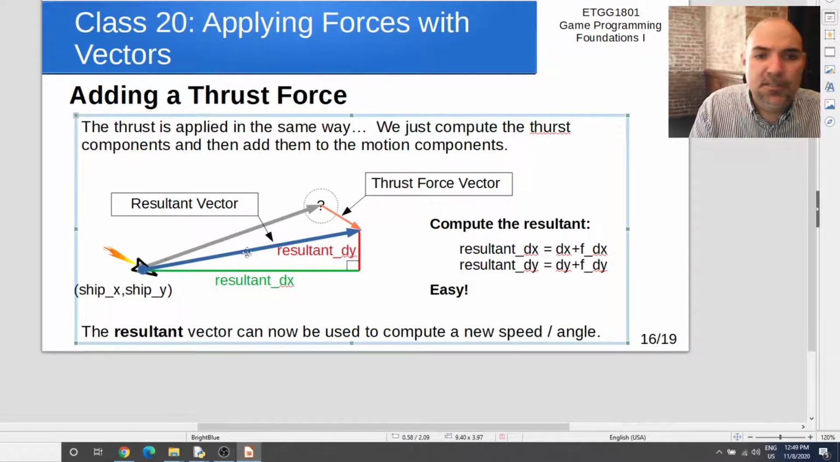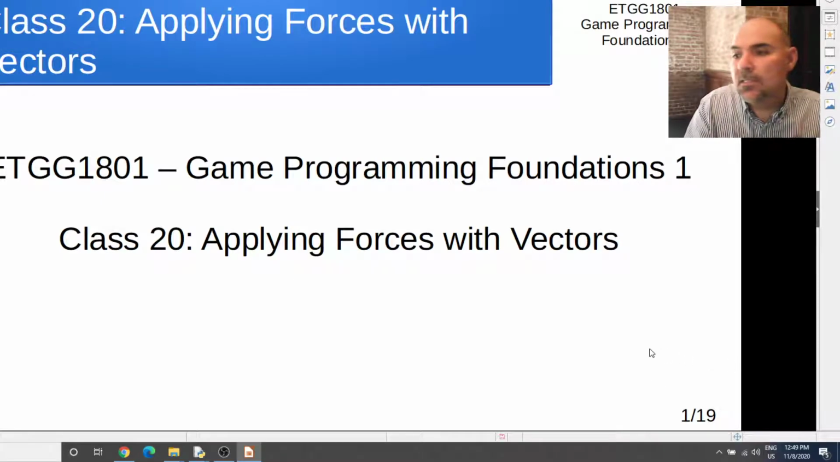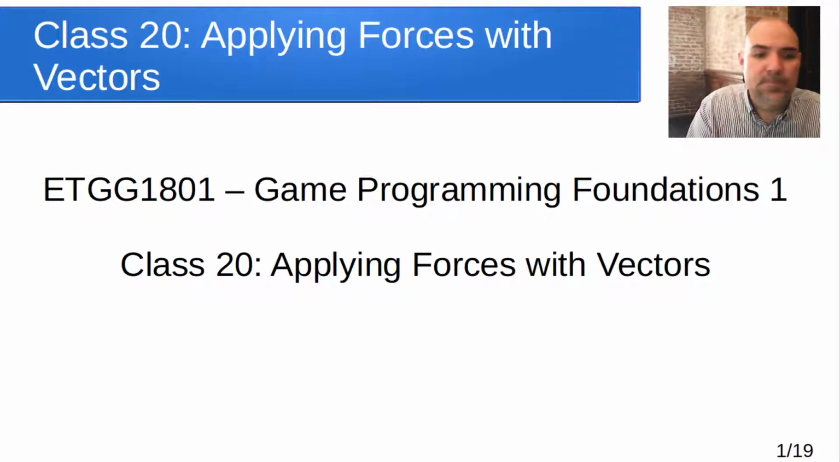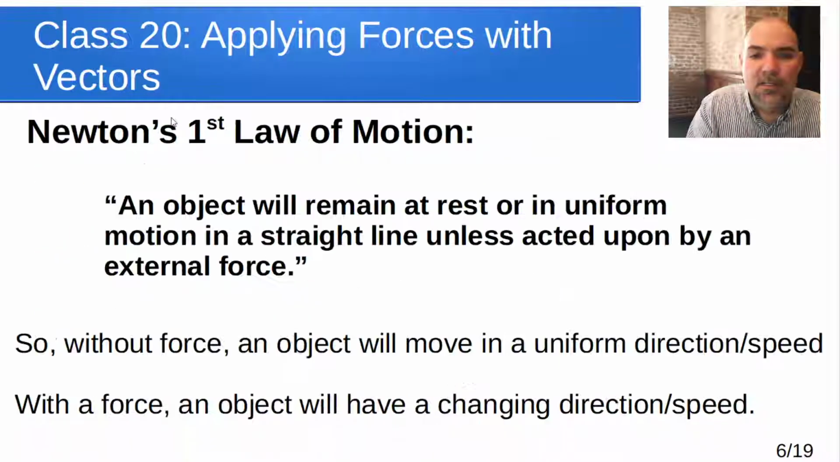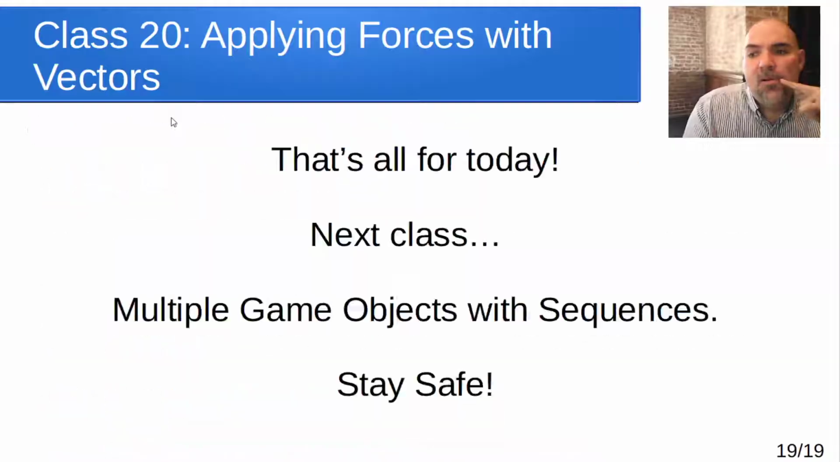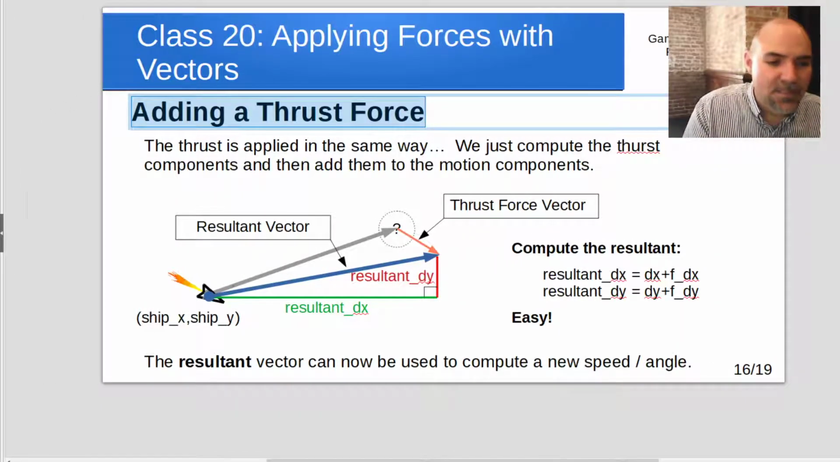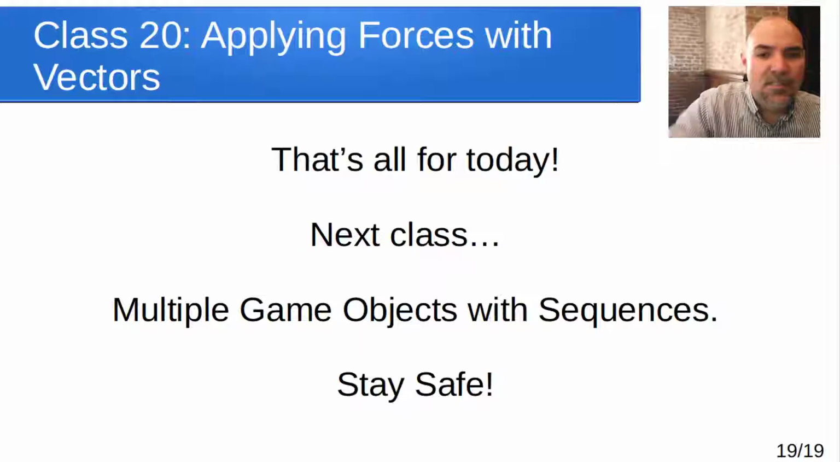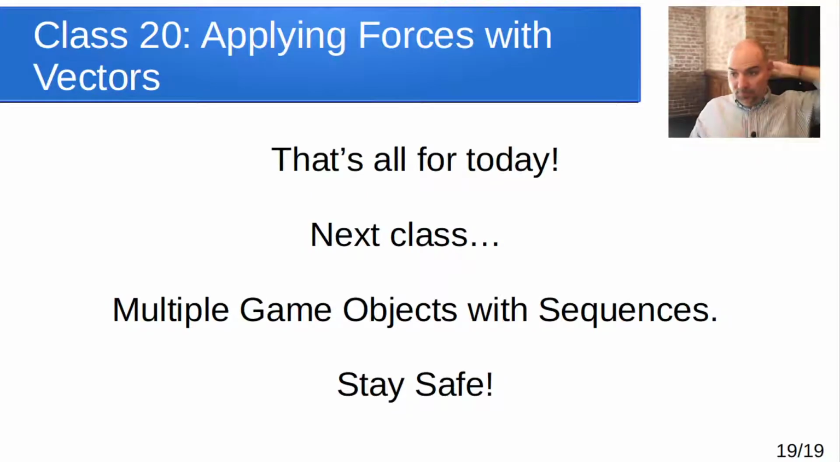Let me go back to this, and let me switch this off. And actually, let me go to the end. So, let me go to the end of this. All right, so that's where we finished up. Next class, multiple game objects with sequences. We'll start with sequences. We're going to add some object-oriented programming that's simple to start with. We're going to write some sample code.